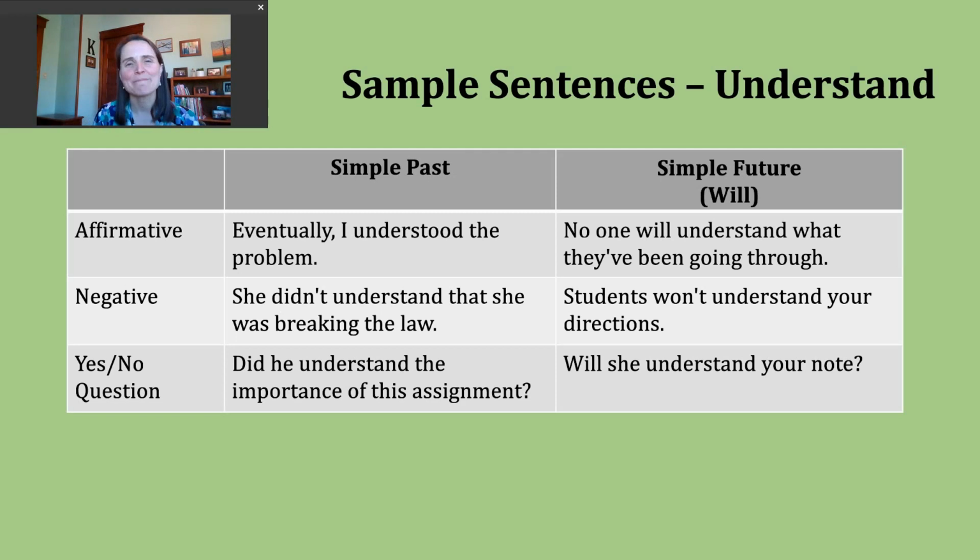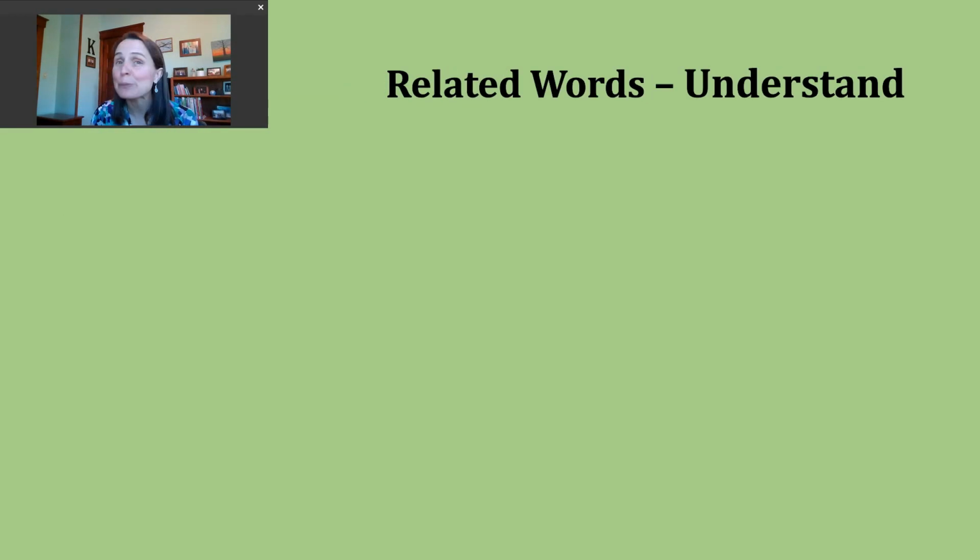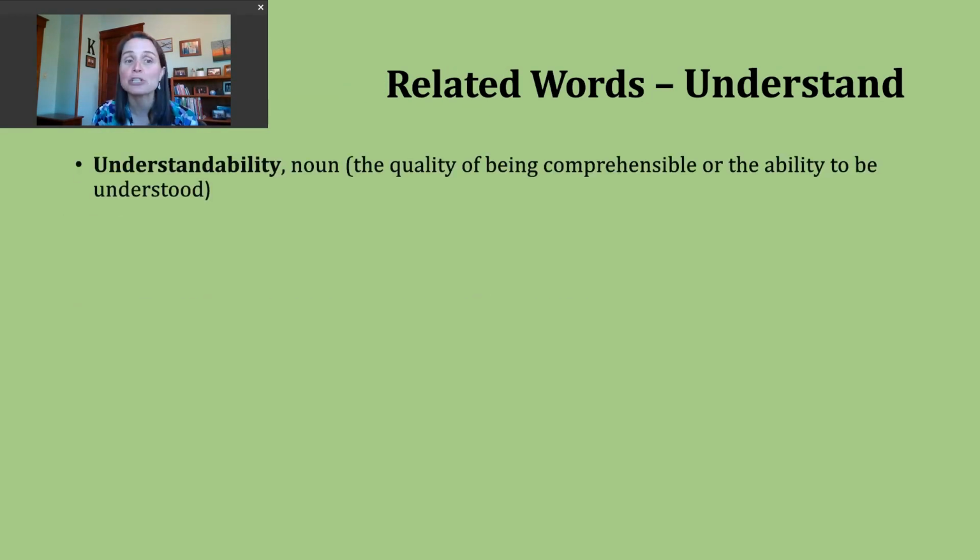Finally, let's look at making a yes or no question in the simple future. To do this, start with will, then you'll have your subject, and then the base verb. Here's my last example. Will she understand your note? Okay, so this could be an issue with handwriting. Maybe it's too short or there are abbreviations. But someone here might be concerned that another person is going to be able to grasp the meaning of that particular written note. Now, let's move on and talk about some words that are related to our verb understand.